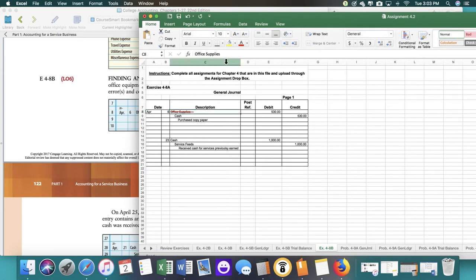Now we have to enter the correct account. And so it should be office equipment, and then you're going to put your initials. And so that is how we would do the ruling method.